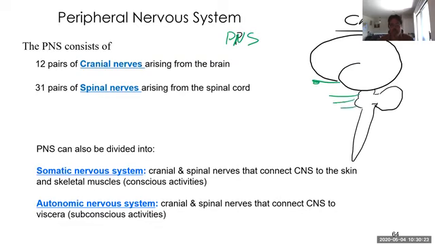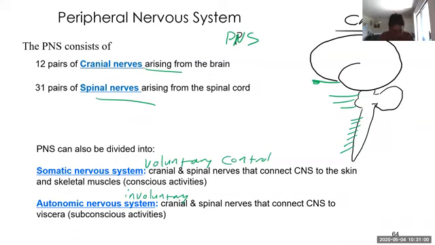So here we see some of the cranial nerves are coming from the brain. And then coming off the spinal cord, we have 31 pairs of spinal nerves. So that's the idea with the peripheral nervous system. I'll talk more about the somatic division and the autonomic divisions later on. Just a reminder that somatic division is voluntary control, whereas the autonomic division is involuntary. So we'll see that later on.